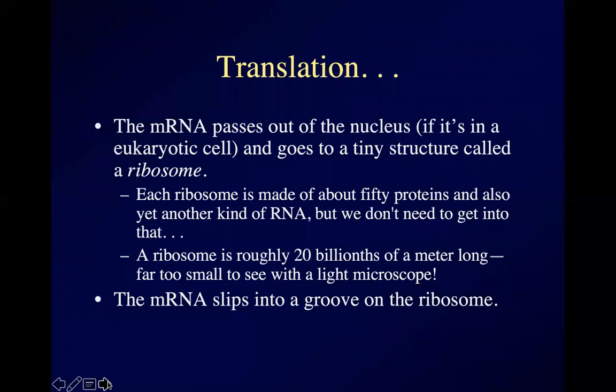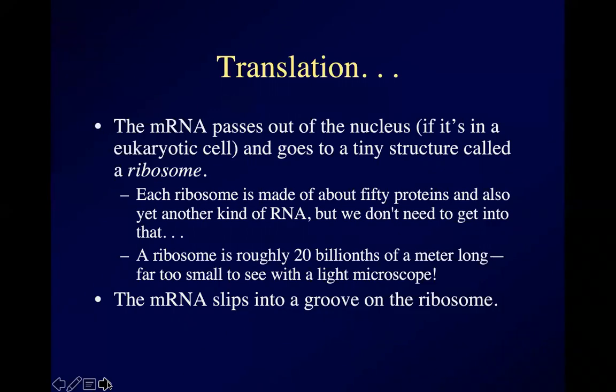Okay. What happens next is a process called translation. Messenger RNA, if we're in a nucleus, passes out of the nucleus through a little pore called the nuclear pores. There's a bunch of them, and it goes out to a tiny structure called a ribosome. And you have tens of thousands of ribosomes floating around in every cell, probably more than that.